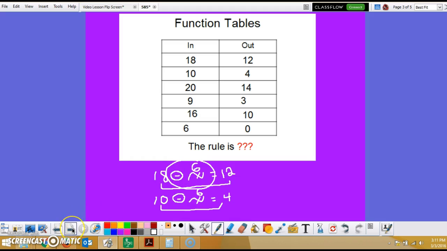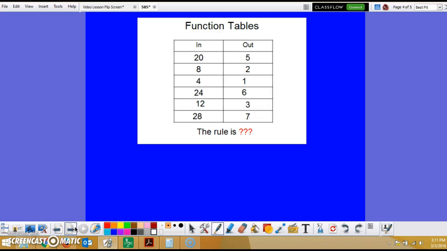Let's take a look at one more function table. What's the rule here? Let's see what they're doing. First of all, they're going from 20 to 5, from 8 to 2. They're decreasing. So I need to see if we are subtracting or dividing. How do I solve for that? I use algebra. I have 20. I'm going to say that maybe they subtracted a certain variable to get 5. How do I solve for that variable?